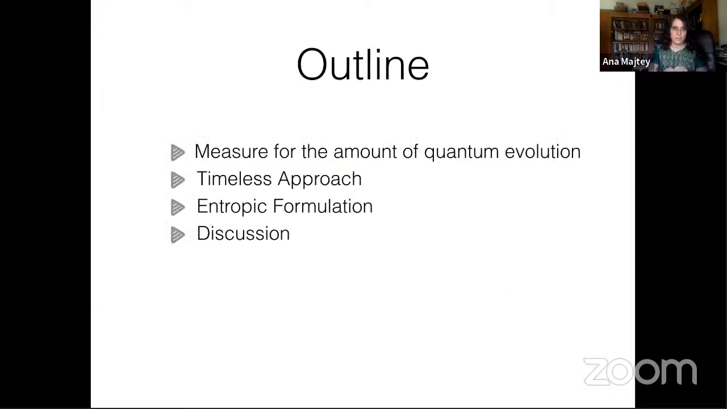So this is the outline of the talk. I will first introduce the amount of quantum evolution. I will discuss some properties of this measure, and I will show the behavior of the measure for some typical simple quantum systems. Then I will show you a relation of this measure with the timeless approach to quantum dynamics. And through an entropic approach, we will see the quantum system that optimizes the quantum evolution under a constraint given by a fixed mean energy. And to finish, I will present some discussion and final remarks.